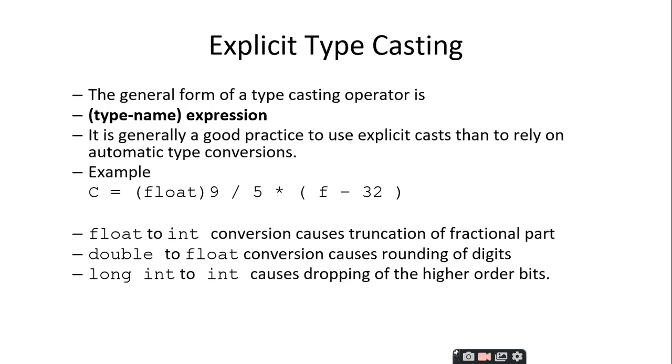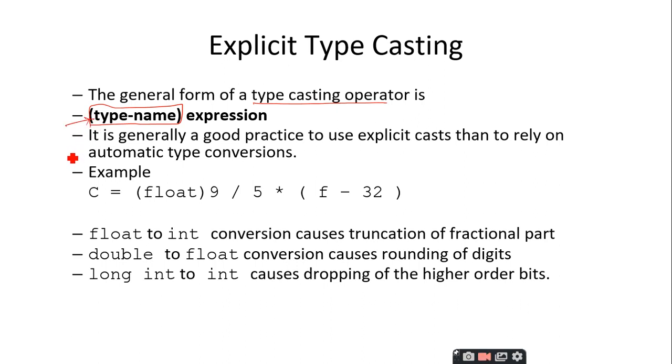These are the few things you need to understand about the explicit typecasting. The general form of a typecasting operator, as I told, is this. Before the expression or before a variable or before a value or a constant, you specify in parentheses the data type to which you want to convert that expression. This is the syntax we have.